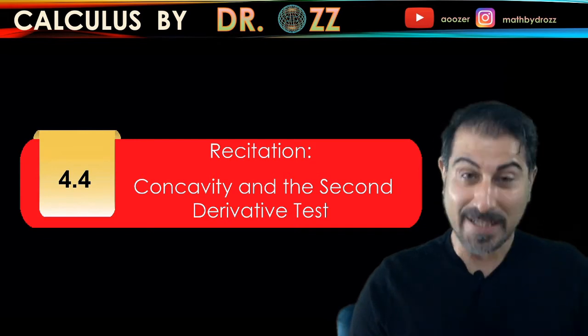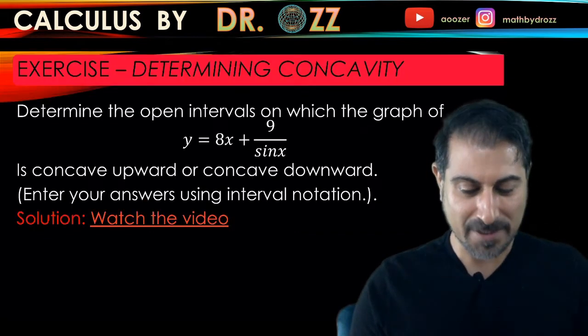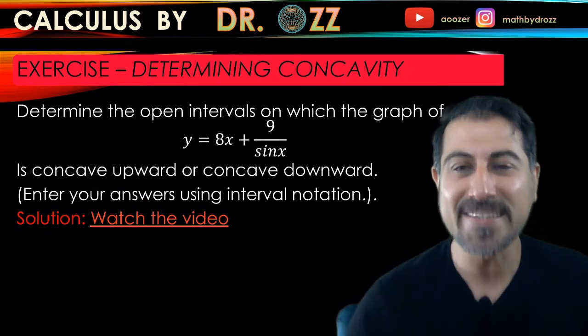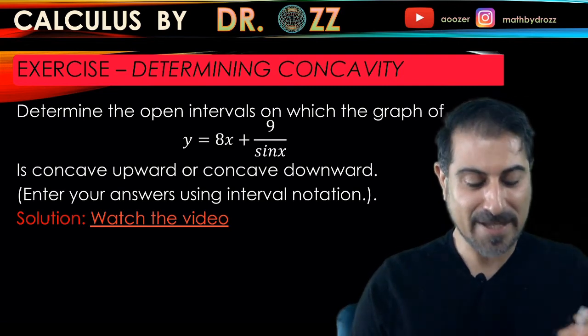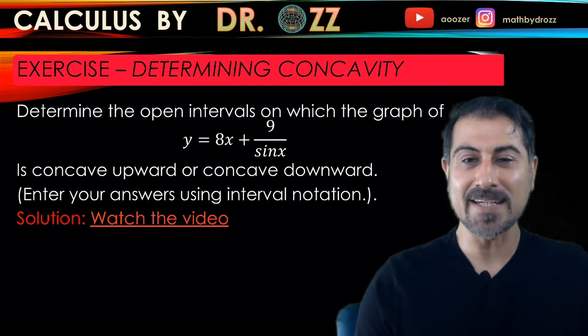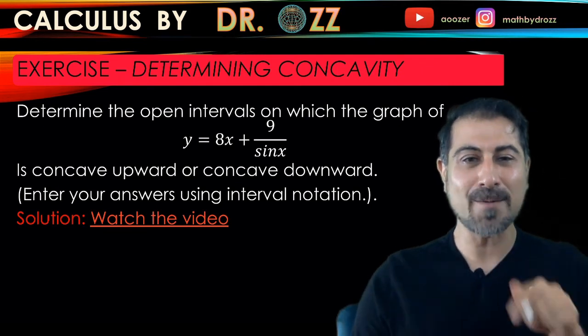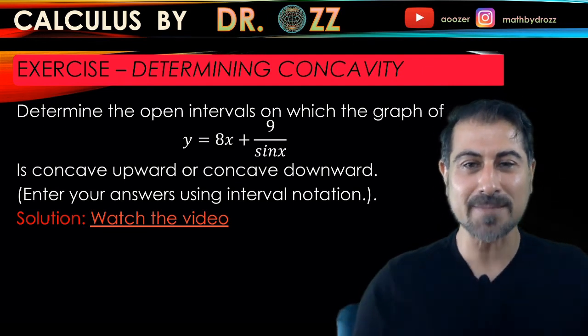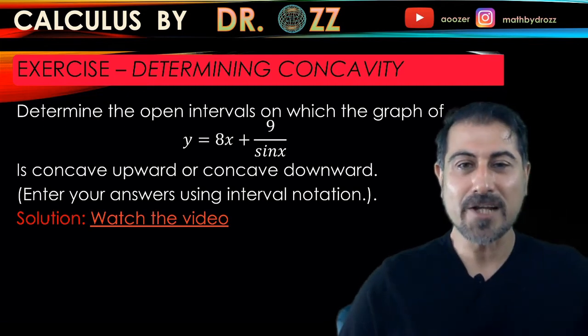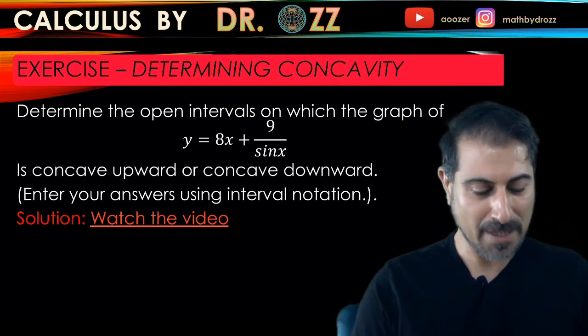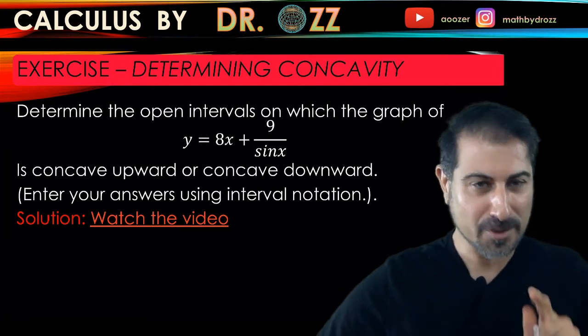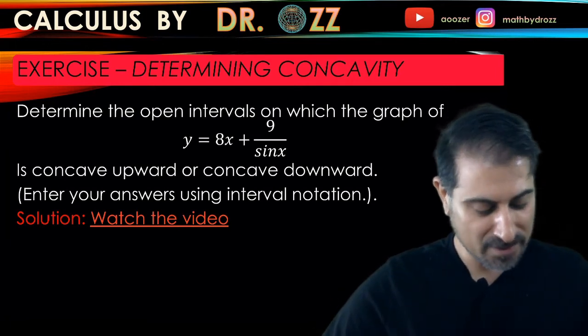So go ahead and download the PowerPoint file. The first exercise is determining the open intervals on which the graph of 8x plus 9 sine x is concave upward or downward. That's tied to the very first video. We discussed it, right? We check the second derivative of the function and look at the sign of y double prime across certain points that you're going to come up with. And please go ahead and start doing that.